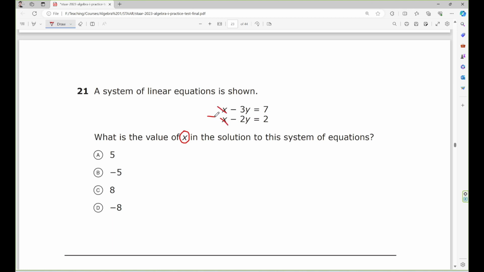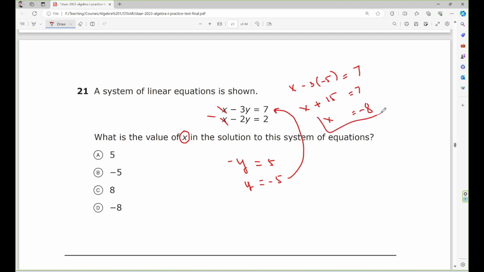Negative 3y subtract negative 2y, it's going to be negative y, equal 7 minus 2, it could be 5. Multiply both sides by negative 1, so y equal negative 5. Y equal negative 5, substitute back over here, you solve for s. So s minus 3 times negative 5 equal 7. S plus 15 equal 7. Subtract 15 both sides. S equal negative 8. This is the answer.